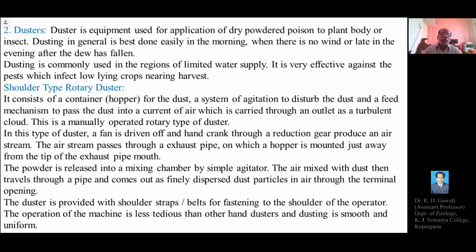The operation of the machine is less tedious than other hand dusters, and dusting is smooth and uniform. So the operation of the machine is quite simple compared to other hand dusters, and dusting is smooth and uniform on the surface of the crop plants. So this is the description regarding the shoulder type rotary duster.